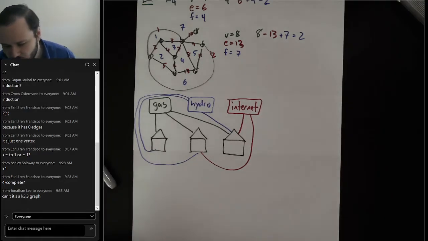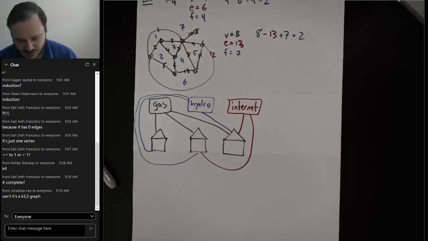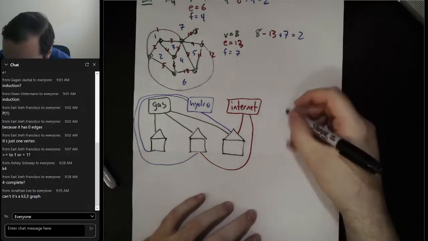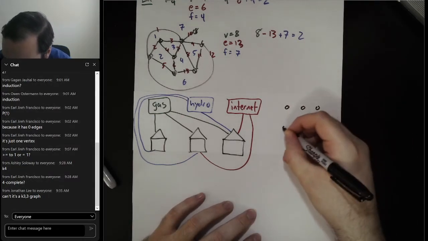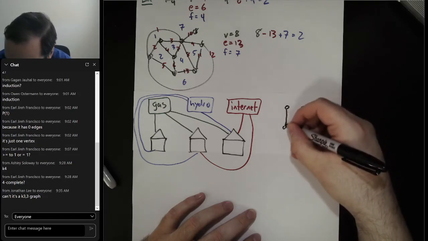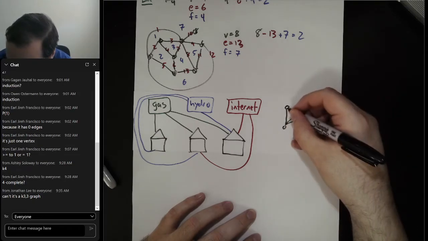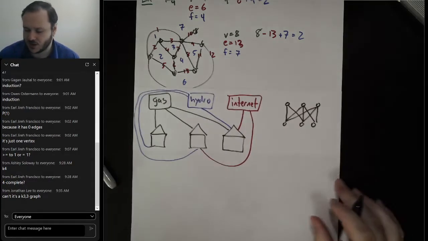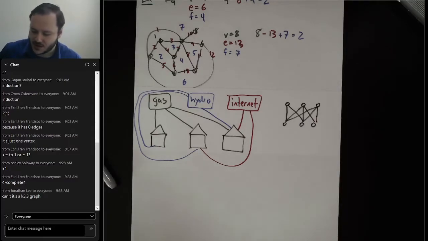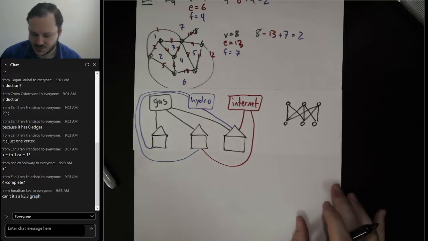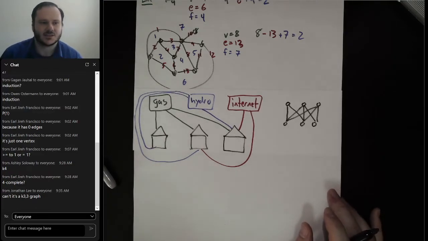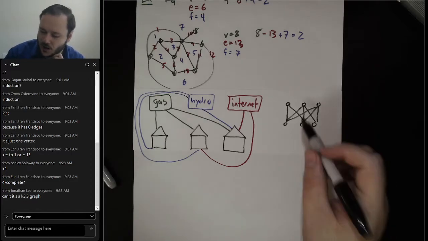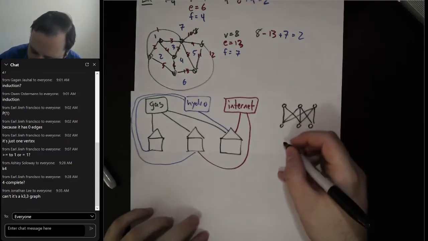So good. Jonathan's got the right idea. What am I trying to do? I'm basically trying to draw a K33 in a planar way. Right? Can I draw this graph without any crossings? So we only have 10 minutes left in class. So I will tell you two things. One, K33 is not planar.